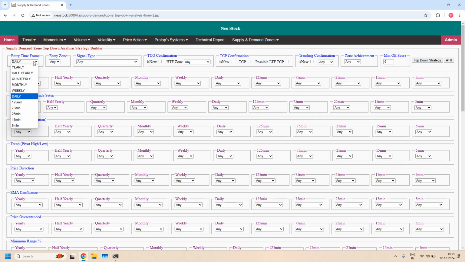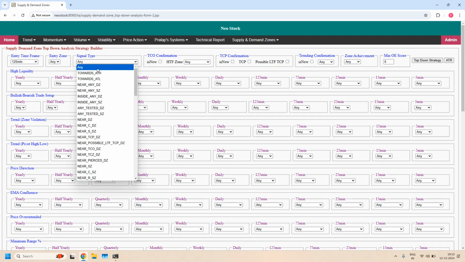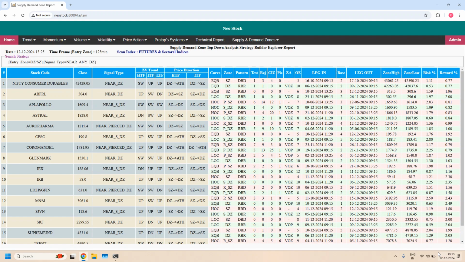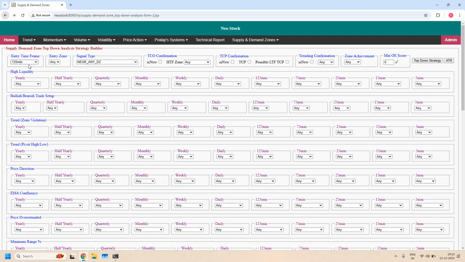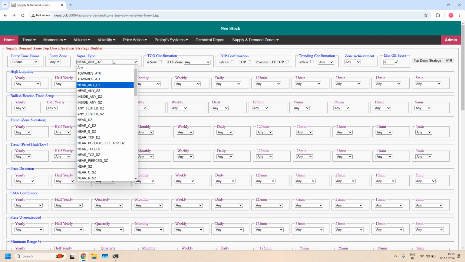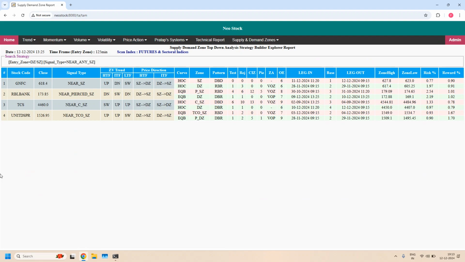Next time frame is 125 minutes. Price near 125 minutes demand zone. We got more stocks. First 15 in the list. I am scrolling the list down. So total 17 stocks are filtered. Okay. Next 125 minutes time frame. Stocks near 125 minute supply zone. 4 stocks are filtered.